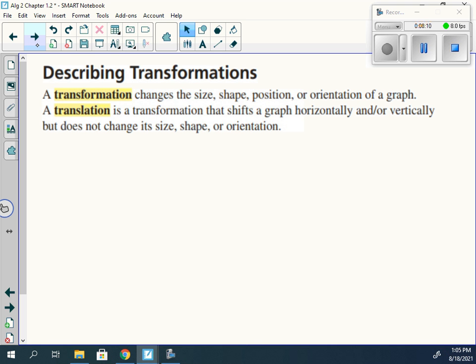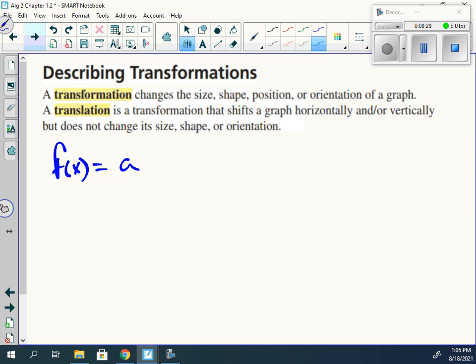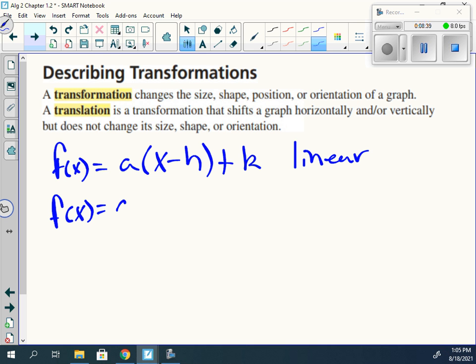A translation is a transformation that shifts the graph horizontally or vertically, up, down, left, or right. But it does not change its size, shape, or orientation. We're just moving it up, down, left, and right. Before we get too far into this, I'm going to have y'all write these down. I do have these on the whiteboard also. Just write it right there on your notes.